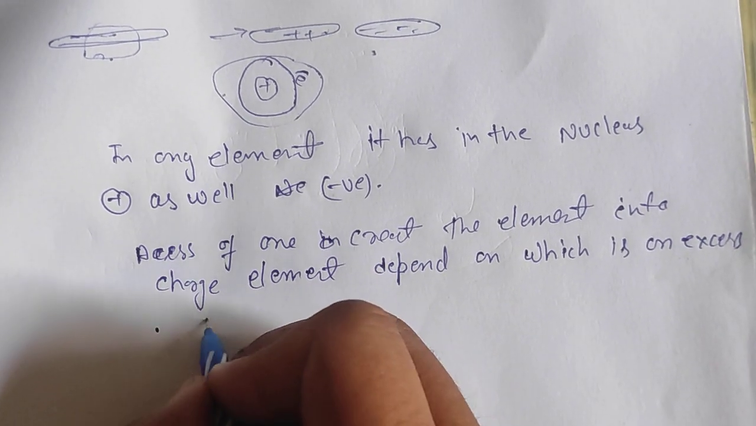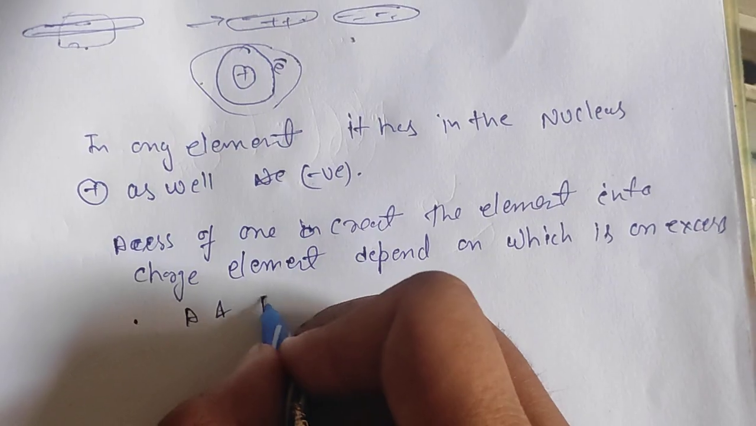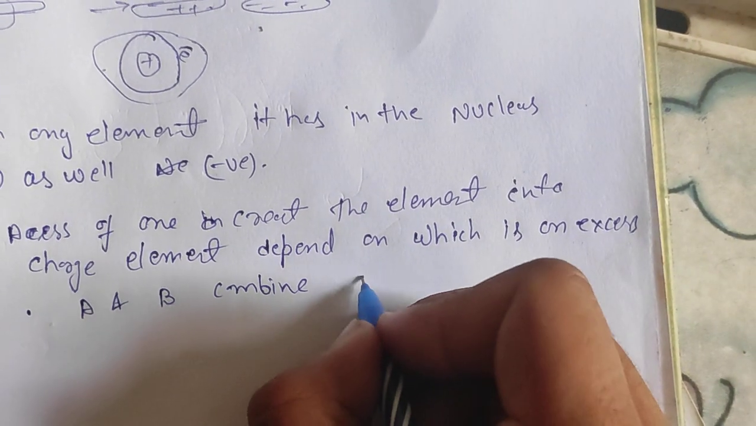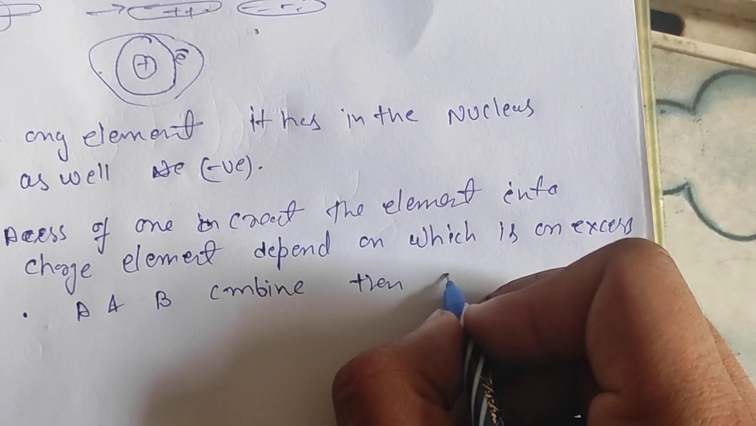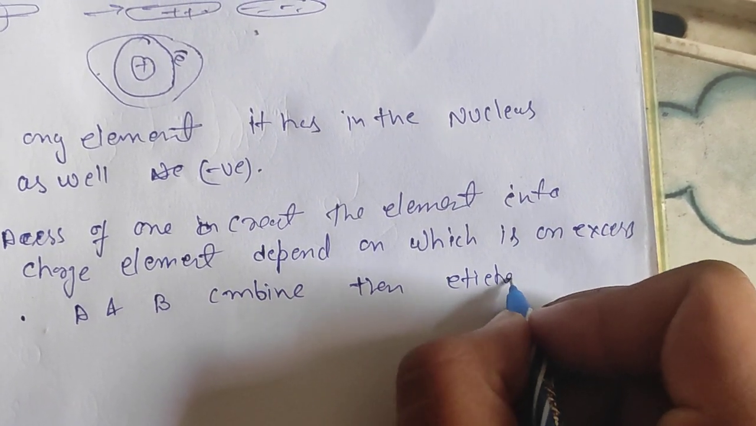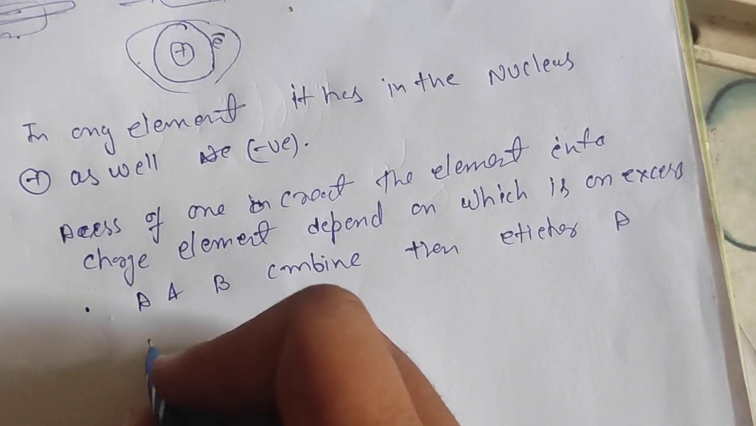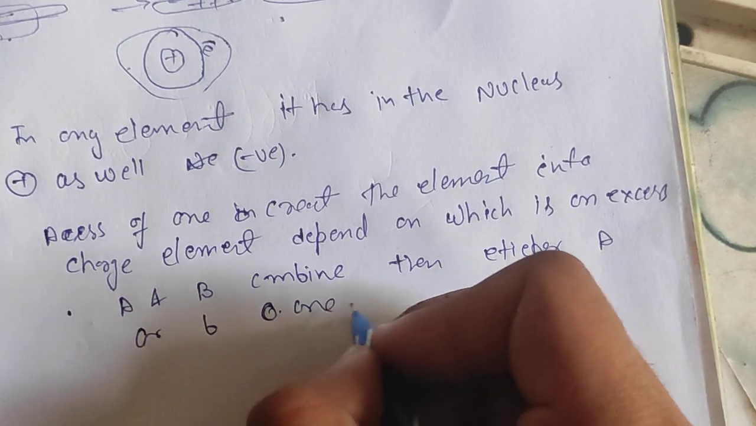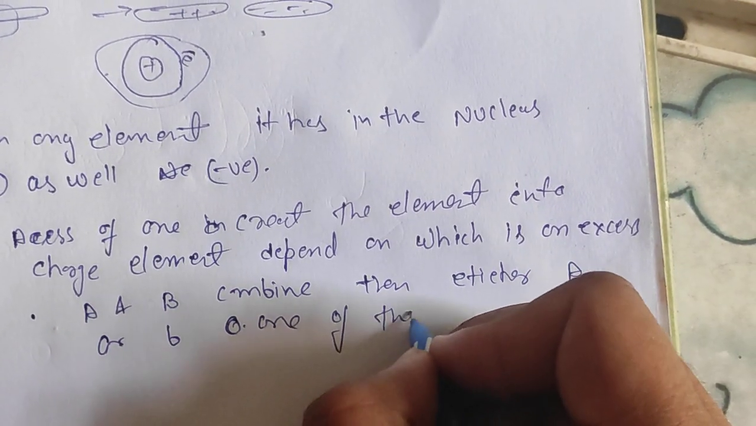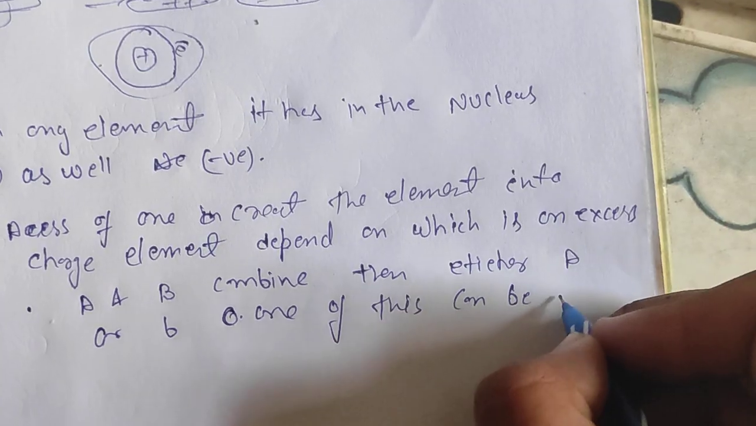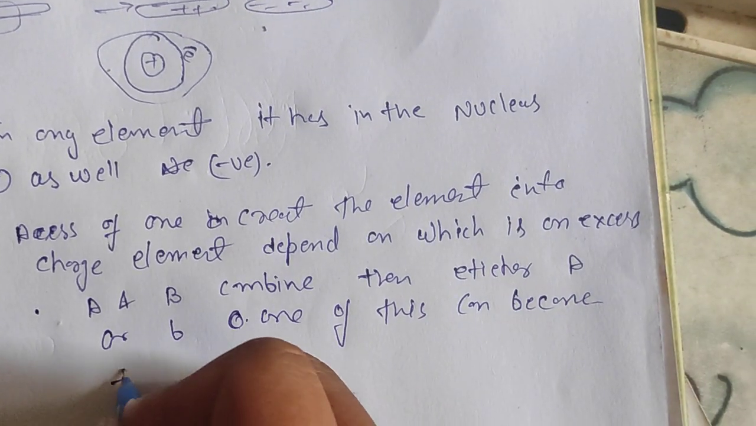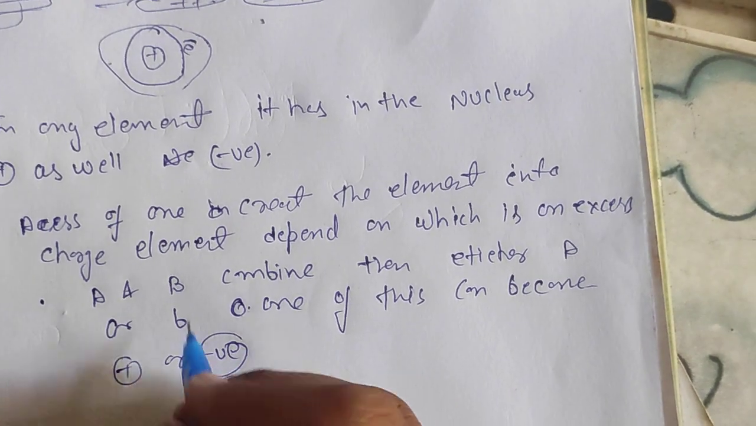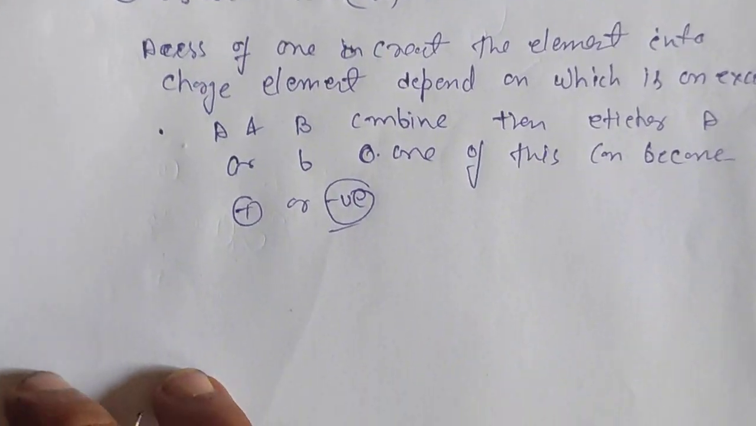So if A and B combine, then either A or B, one of these can become positive or negative. So this is the basic concept of charge.